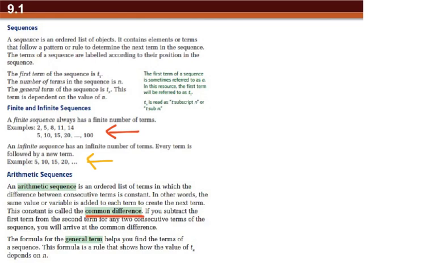So if we look at those two finite sequences, in 2, 5, 8, 11, 14, the common difference would be 3. And in 5, 10, 15, 20, up to 100, the common difference would be 5.